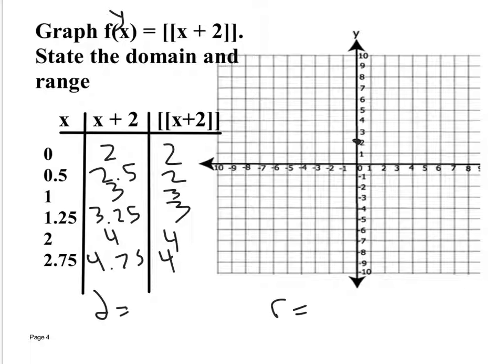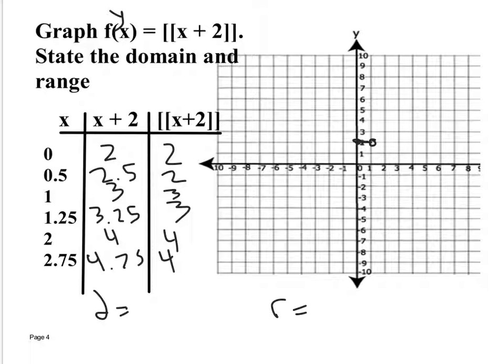And when I went 0.5, I still got what? 2. So as long as I don't go to 1, I stay at 2. So I'm going to put an open circle at 1, and then I draw a line connecting those 2 dots, because at 0.5 or 0.75, I still get 2 as my y. Make sense?